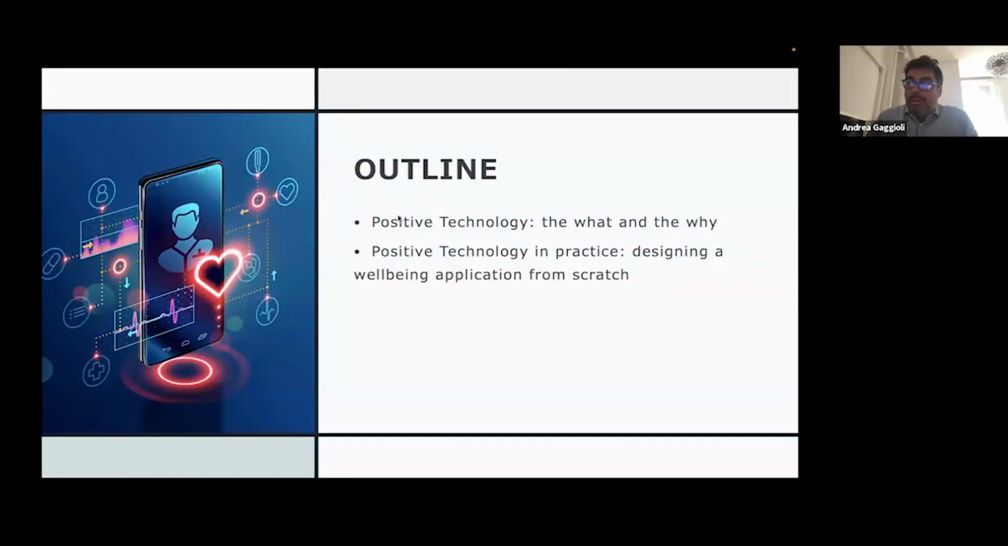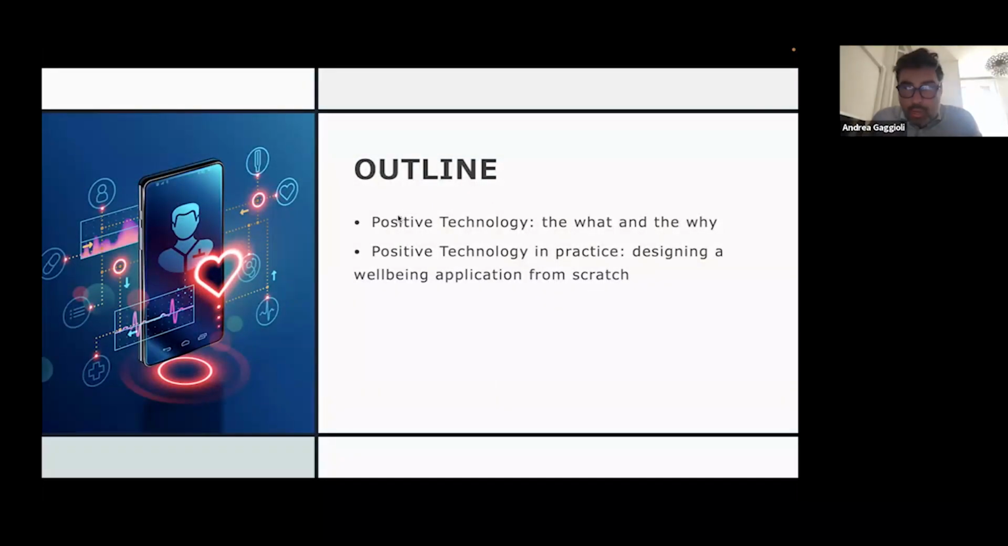So the angle I would like to take in this workshop is to introduce some core principles of design, which I think are useful when it comes to apply positive technology in the development of actual and concrete application. So I won't delve deeply into these ideas during this session because I will have the opportunity to explore the concept of positive technology more extensively in my following keynote speech.